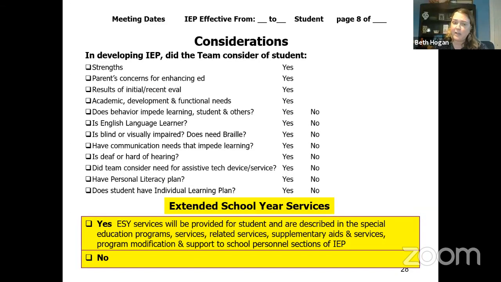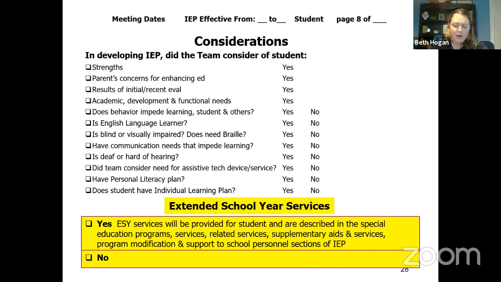The second factor for consideration would be recoupment. So this means, is your student behind his or her peers in a way that they may be able to recoup some of that gap between them over the summer?